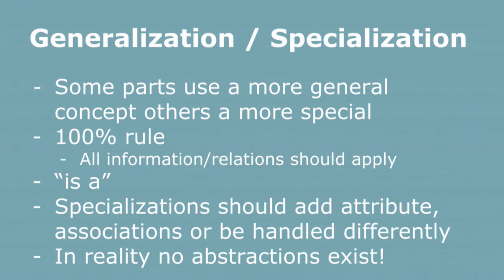And as I said, in reality, no abstractions exist. You cannot buy a fruit. It would be really interesting to try. "Hi, can I have a piece of fruit, please?" "But what do you want? A fruit?" They will probably throw the apple at you.